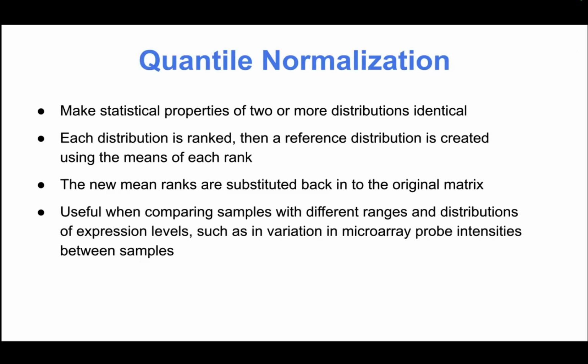Then we'll take that reference distribution and substitute the values for each rank back into our original matrix. What this does is for each rank, for the smallest value, for the second smallest value, all the way up to our mean and our maximum values, we'll have the same values across each distribution. This can be useful when we're looking at values that have different ranges and different distributions. For example, with microarray probe intensities and for RNA-seq counts, especially when we want to carry out some statistical tests, such as in differential expression analysis, where we're assuming that our distributions are already equal.